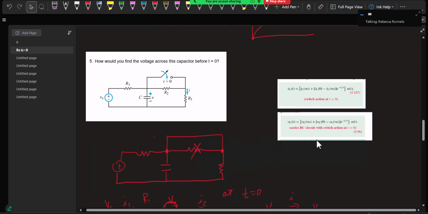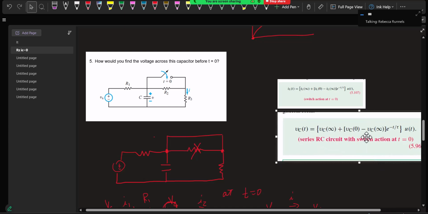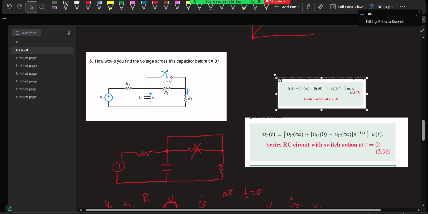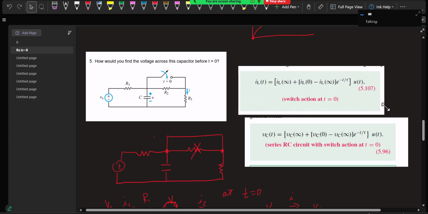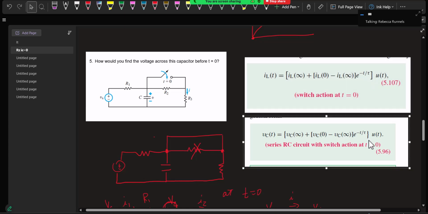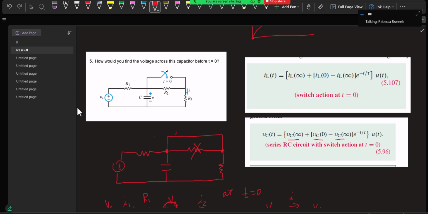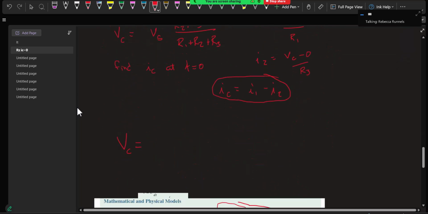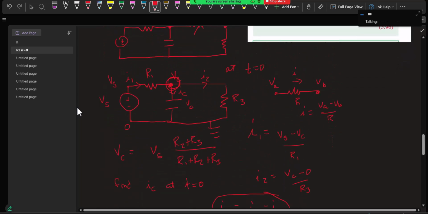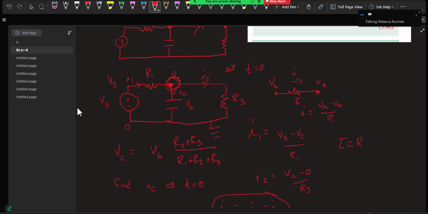And these are the problems that I was going to do later, using these. This is where you would have to find, if your switch is at t equals 0, the voltage across the capacitor, and you have to find the time constant. The voltage across the capacitor will equal its voltage at infinity plus its voltage at 0 minus its voltage at infinity, times e to the minus t over tau. So in our particular circuit, this is our circuit. So tau is RC.